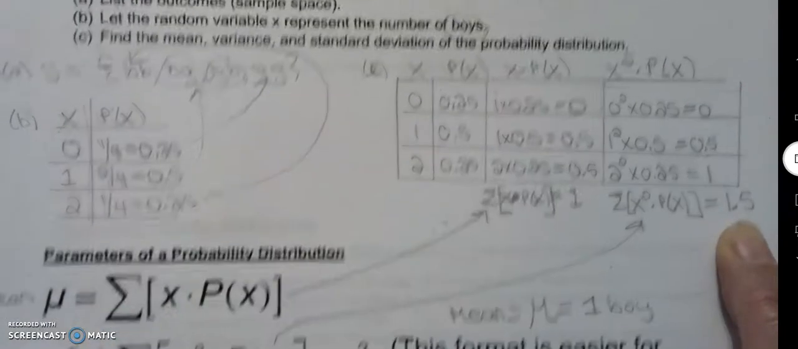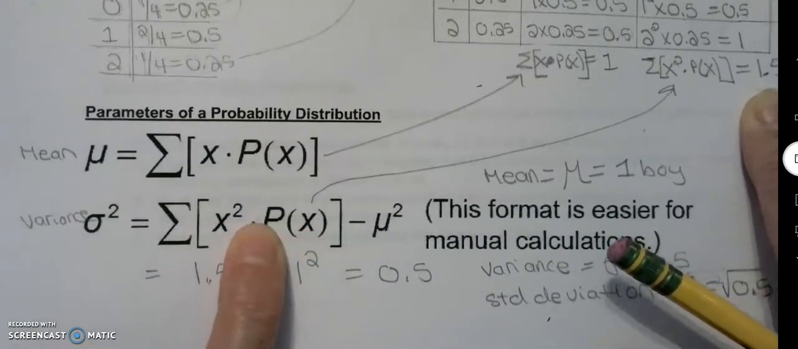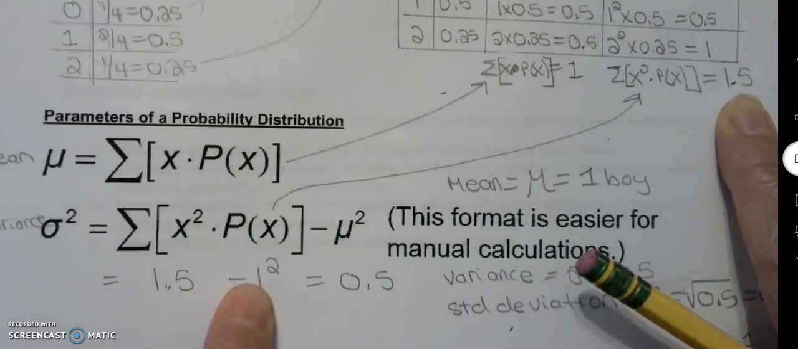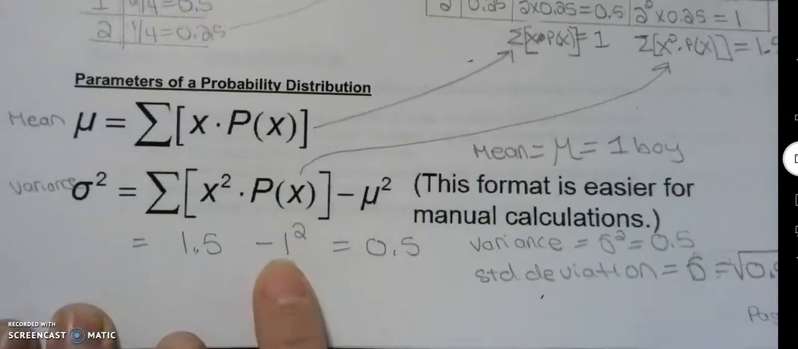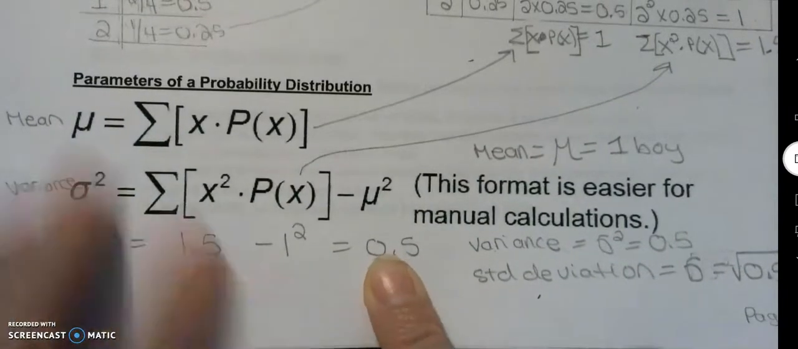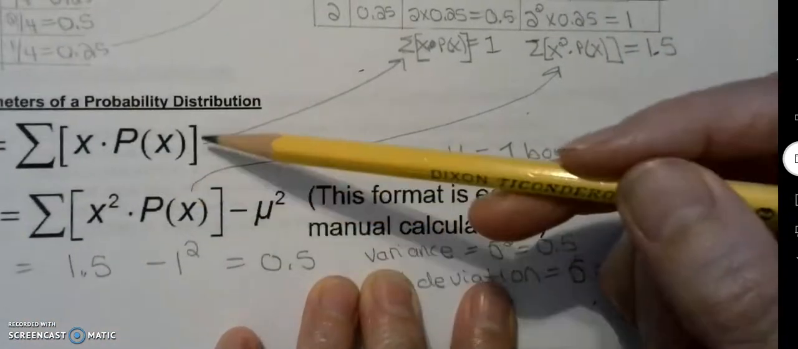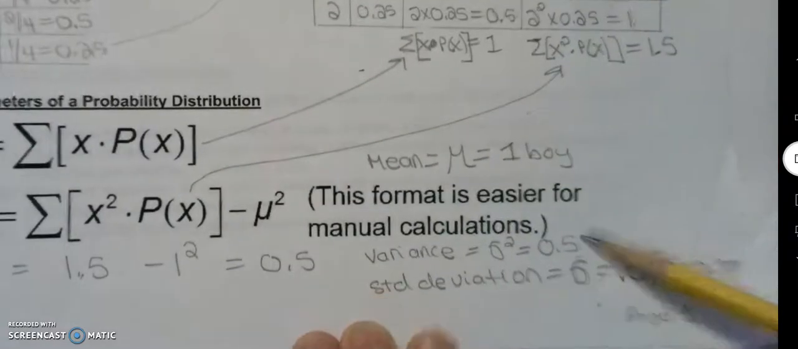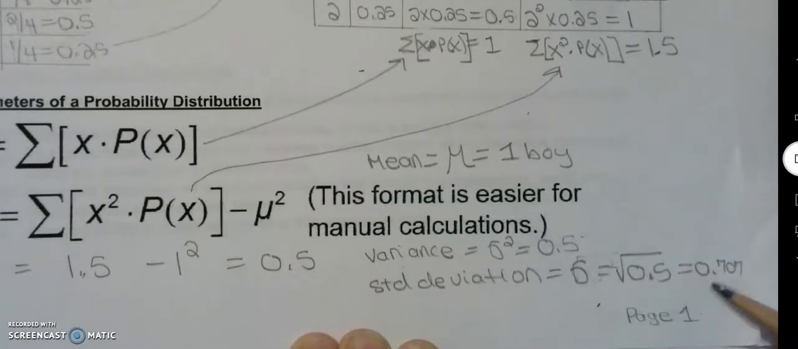Okay, now I'm not done yet. That just gives me this part right here, which is 1.5. And then I'll subtract the mean squared. My mean is 1, so minus 1 squared. 1.5 minus 1 gives me 0.5. So that's my variance. Again, my mean is 1, which I found right here. My variance is 0.5. And then my standard deviation is the square root of the variance, which if you plug that in your calculator, is 0.707.